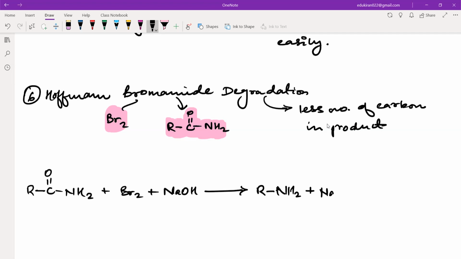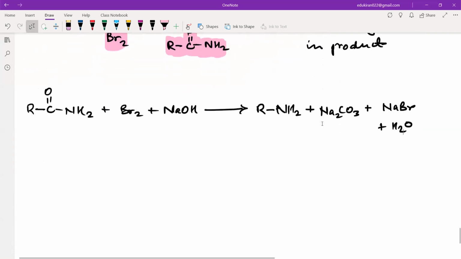You will get Na2CO3, sodium bicarbonate, plus NaBr, plus H2O. Okay. Now, what happens here?